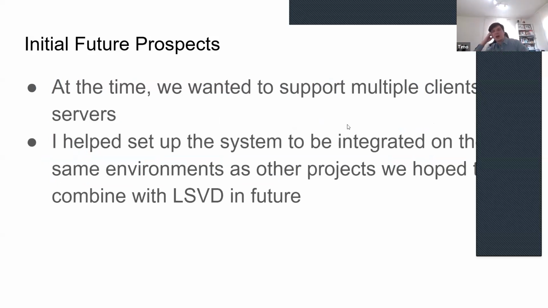At this point, I am no longer working on this project, so I don't know where it has gone since the end of December. At the time, we wanted to still have support for multiple clients and servers, and we wanted to integrate the system with the other projects in Orange Lab so that we can use this as one cohesive system. But since then, I'm not aware of what developments have been made. These are still the future prospects as far as I remember them.